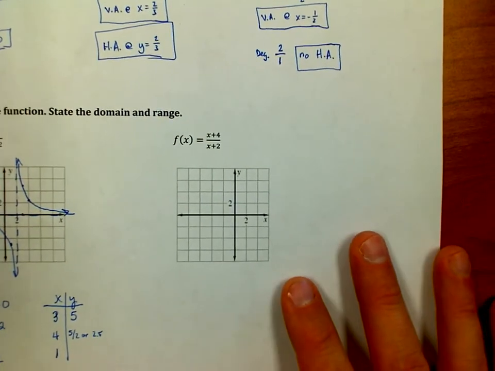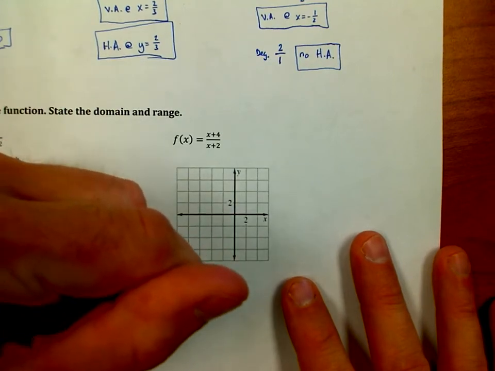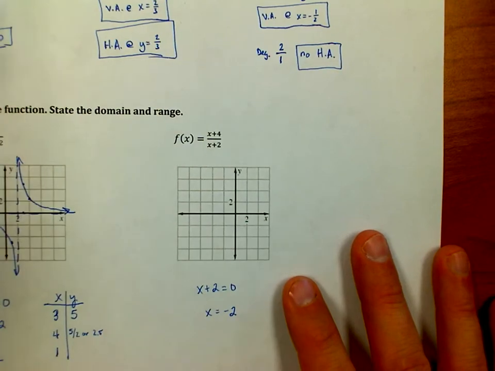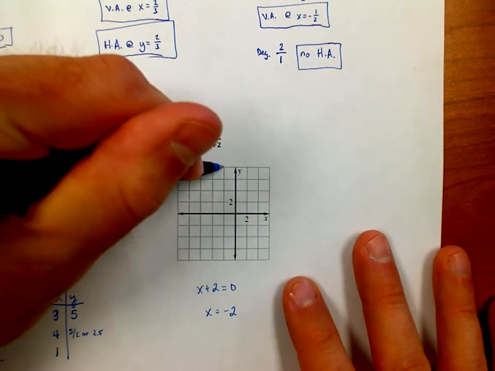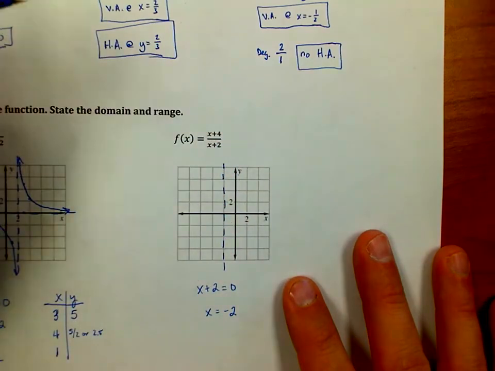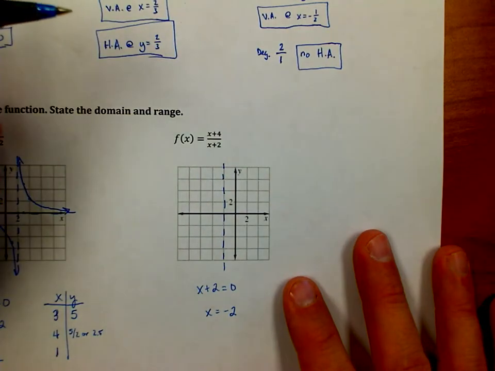All right, where's the vertical asymptote here? I'm going to take x plus 2, that's the bottom. I'm going to set it equal to 0. That gives me an x coordinate of negative 2. That's going to be the issue, right? So I come over here, I go like this, and I draw my line at x equals negative 2. Notice I didn't care at all about the x plus 4, right? We'll get into that later.